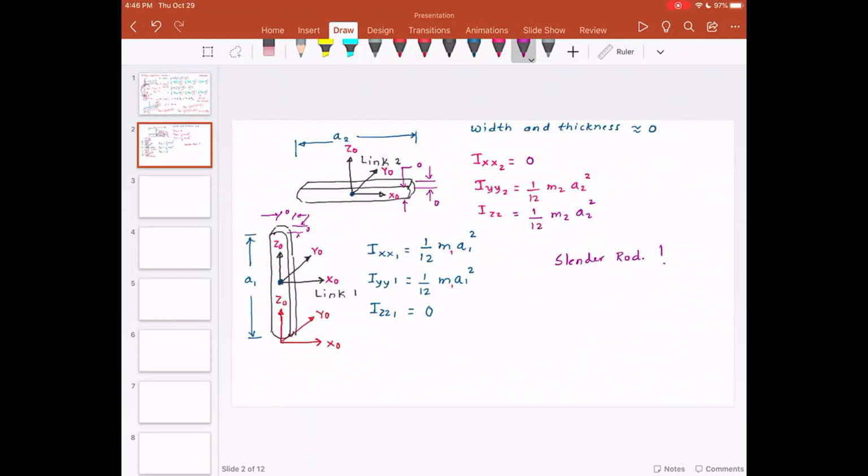Now, from last class, we derived the expression for kinetic energy and the expression for potential energy, and now we are going to go to MATLAB. So I'm going to switch to MATLAB and show you how to work out this problem.